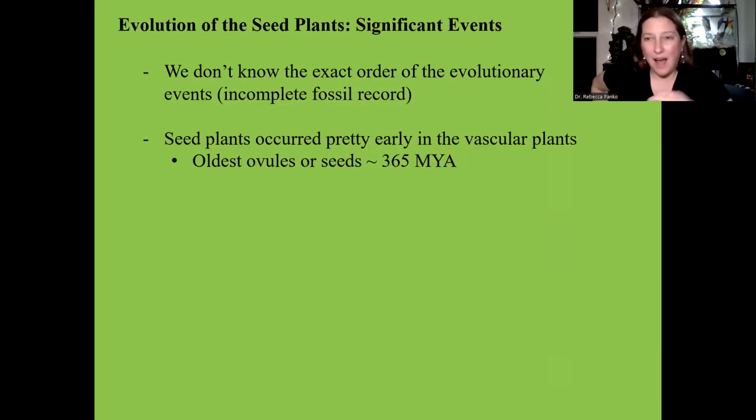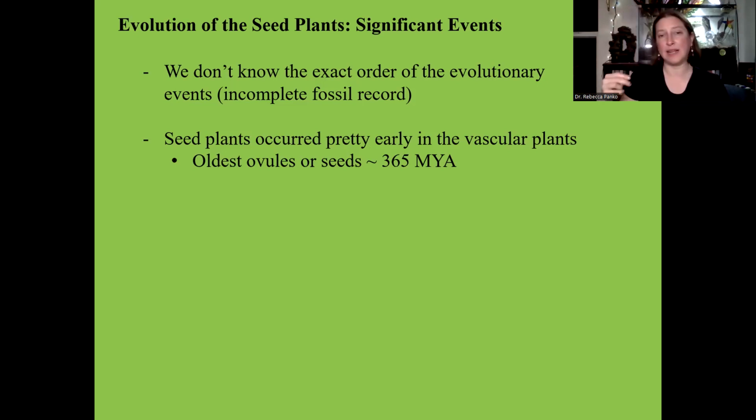Now we're going to talk a bit about how the ovule evolved. We don't know the exact order of events because the fossil record is incomplete, so we have to make some best guesses.